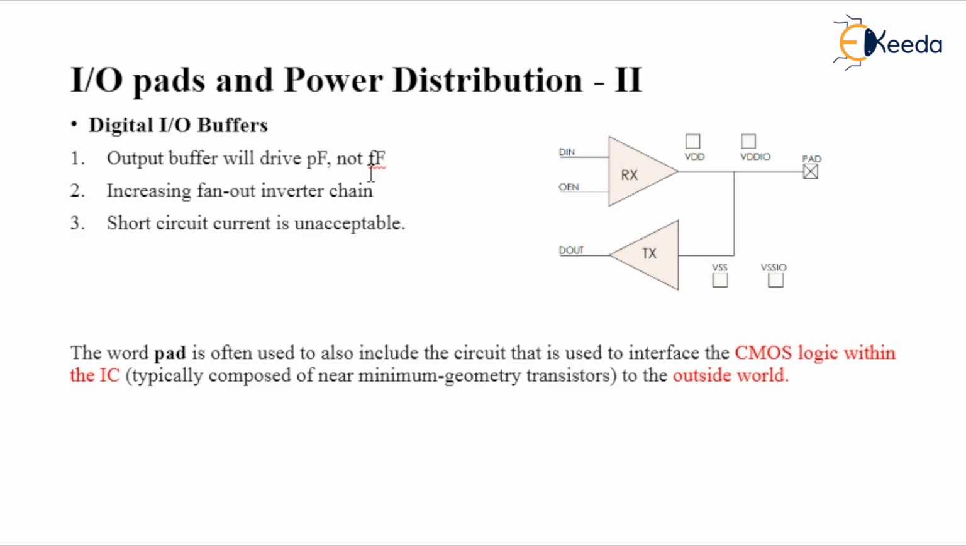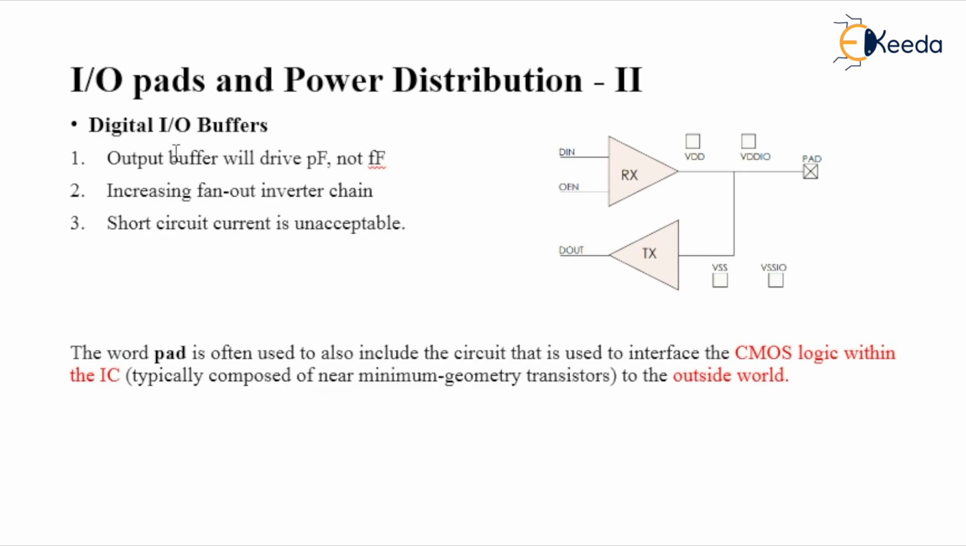The digital input/output buffers drive large capacitive loads, which are in the order of picofarads, and have increasing fan out. Increasing fan out means one gate is going to drive a large number of gates. So it has an increasing fan out inverter chain, and a short circuit current is unacceptable.